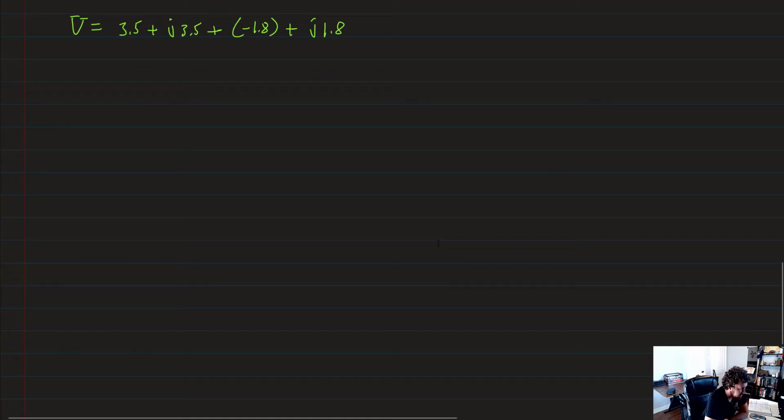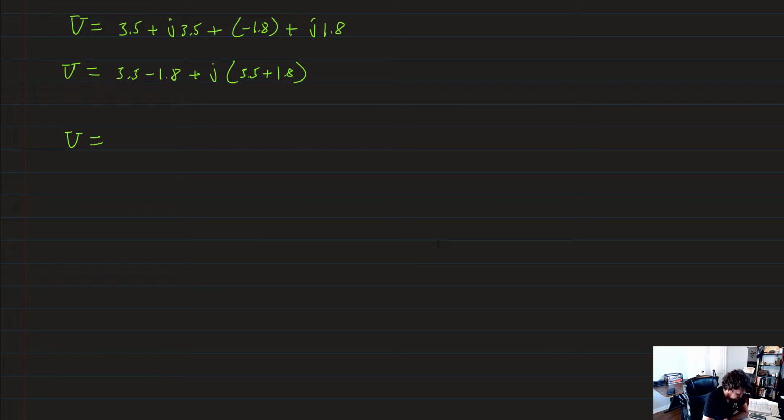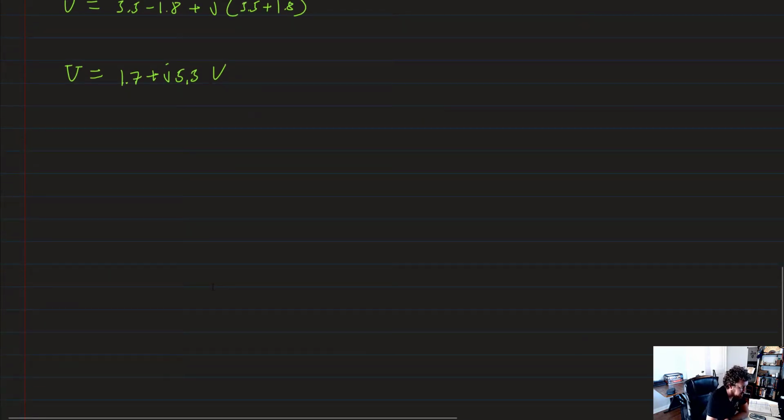We'll combine some like terms. We'll get that it's 3.5 minus 1.8 plus j times 3.5 plus 1.8. And that'll give us a final answer in rectangular form. V is equal to 1.7 plus j 5.3 volts. And of course, we need to give it as a polar form phasor.